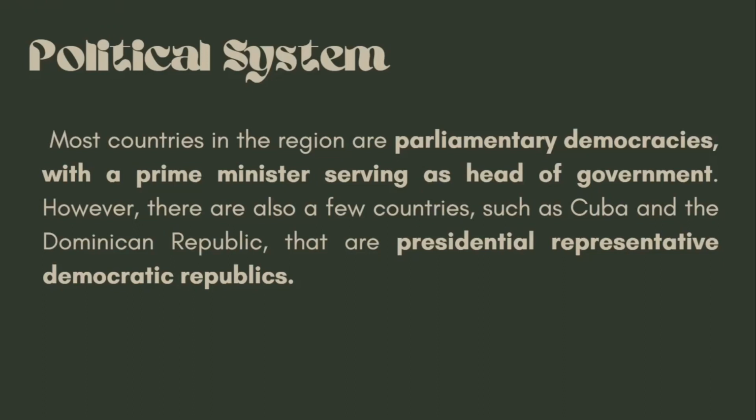Now, the Caribbean is actually a diverse region with a mix of independent countries, overseas territories, and dependencies, each with its own unique political system. Now, most countries in the Caribbean are actually parliamentary democracies with a prime minister serving as a head of government. This means that the government is accountable to the parliament, which is made up of elected representatives. Examples of parliamentary democracies in the Caribbean include Jamaica, Trinidad and Tobago, and Barbados.